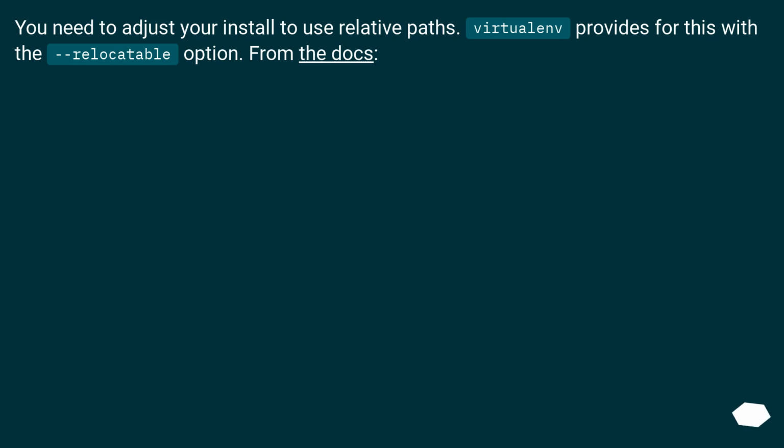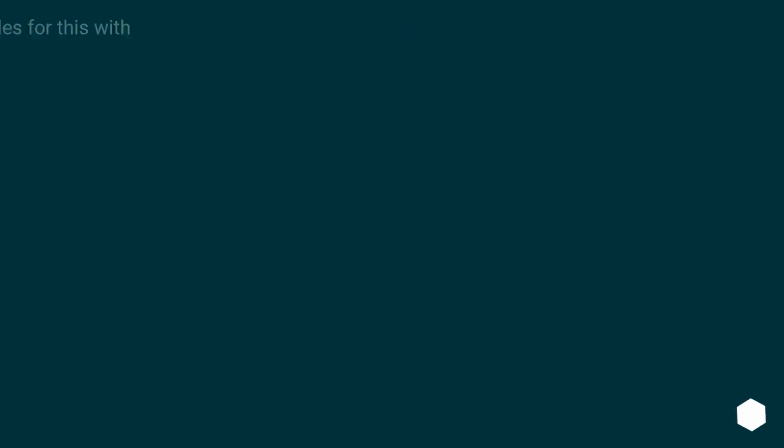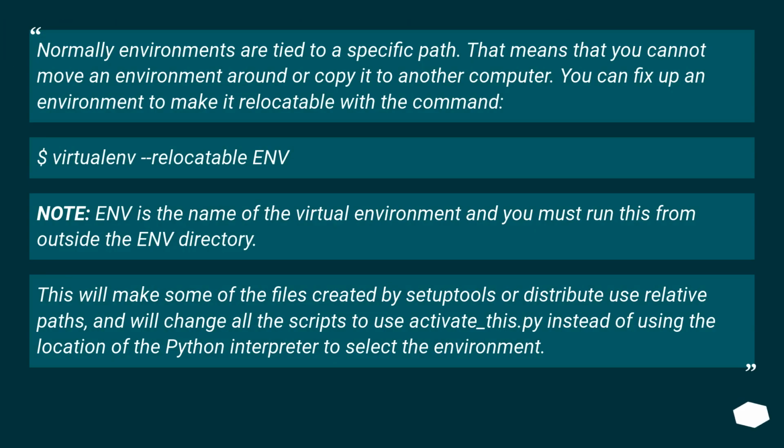You need to adjust your install to use relative paths. virtualenv provides for this with the relocatable option. From the docs, normally environments are tied to a specific path. That means that you cannot move an environment around or copy it to another computer.